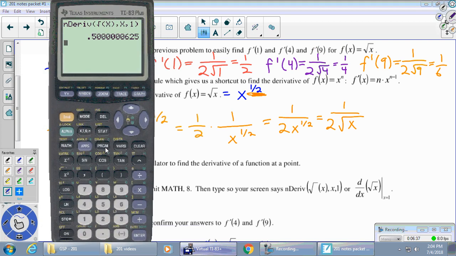of 9. So if we just do second entry, we can come back up here and just change this to a 4. We're expecting a quarter, or 0.25. Okay, that's pretty close to the right answer. And then if we do the same thing at 9, we should get right around 1/6.